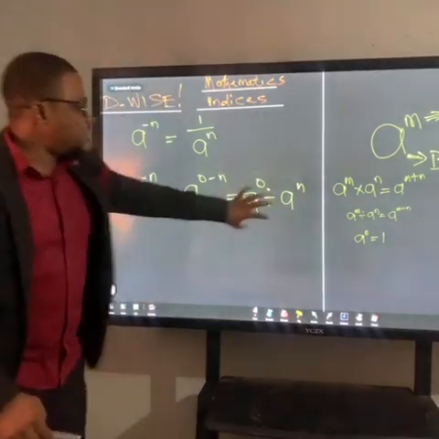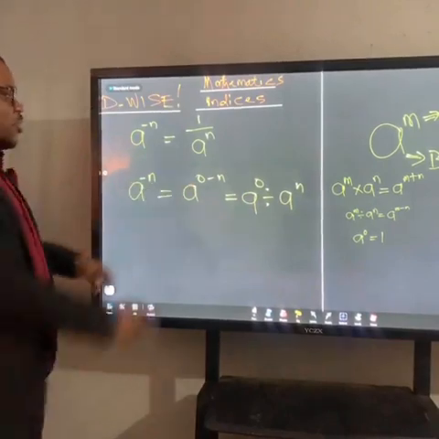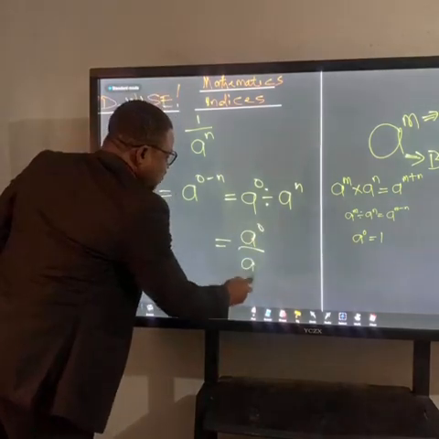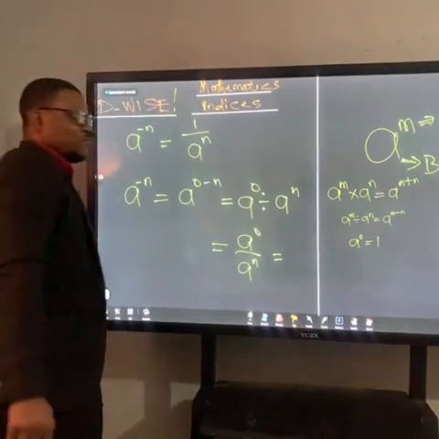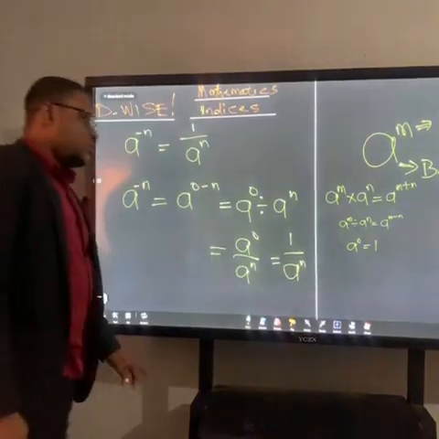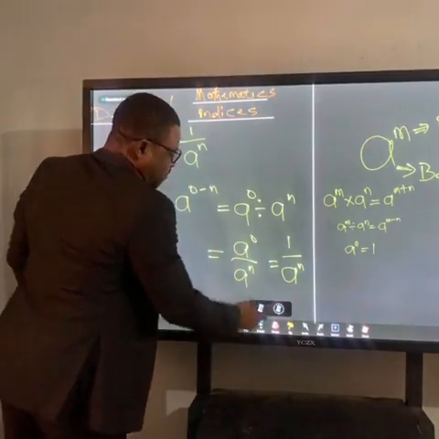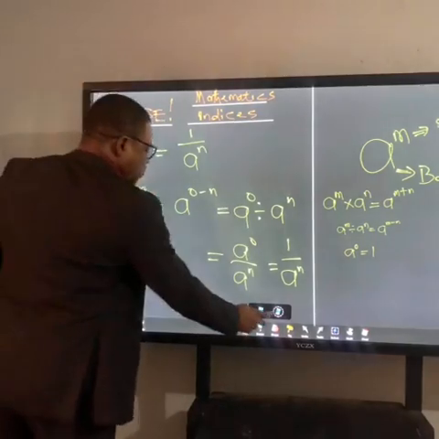Because when you have the same base dividing, you subtract the powers. So from here I have a raised to the power of 0 divided by a raised to the power of n. And we have already proven that anything raised to the power of 0 is 1. So I have 1 over a raised to the power of n. Alright? So this law is true. But now let me show you variants of this particular law, so that when you're solving questions, you will not have troubles with it.